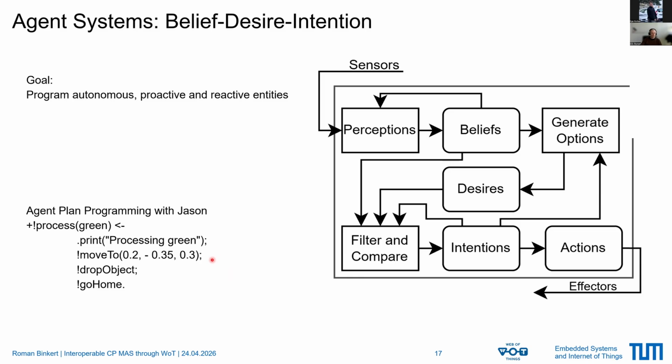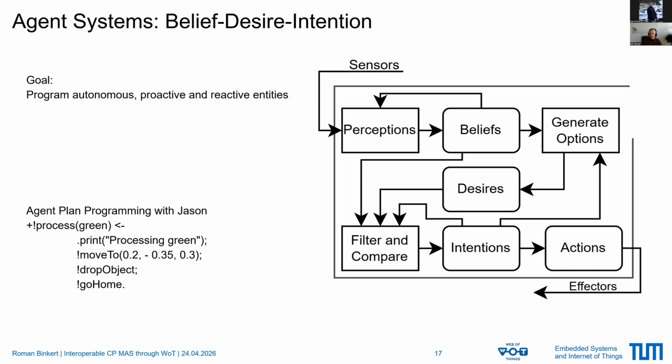And then this leads to 3 sub-desires. First, we want to move to a certain position, then we want to drop the object, and then we want to go home. And this is basically, again, other plans on how to reach that desire. I hope this makes it clear already, or clear enough. We will also get later into a bit more details. I hope then it gets even clearer.